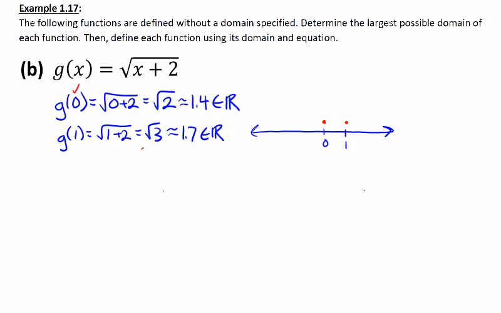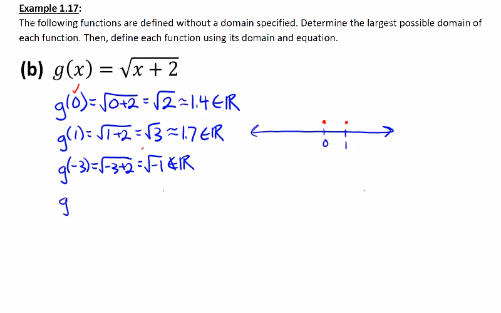So, for example, if I was to substitute in negative 3, that would give me the square root of negative 3 plus 2, which is going to give me the square root of negative 1. And the square root, by definition, requires us to take the square root of positive values, or we could even take the square root of 0. But this is neither of those. It's not 0, nor is it positive. It's negative. So this is not an element from the real numbers. So therefore, negative 3 does not get to be included in this.